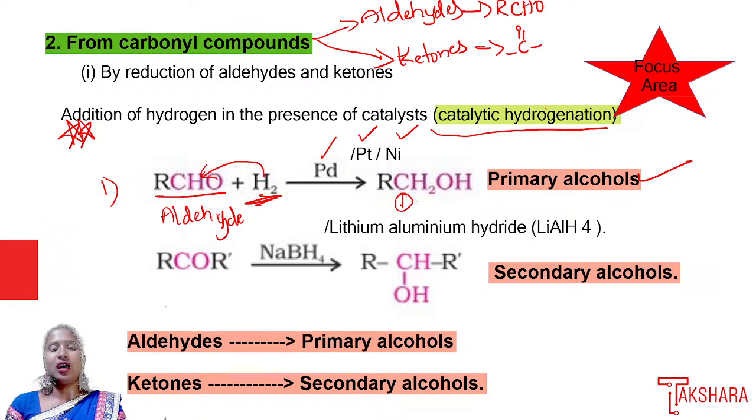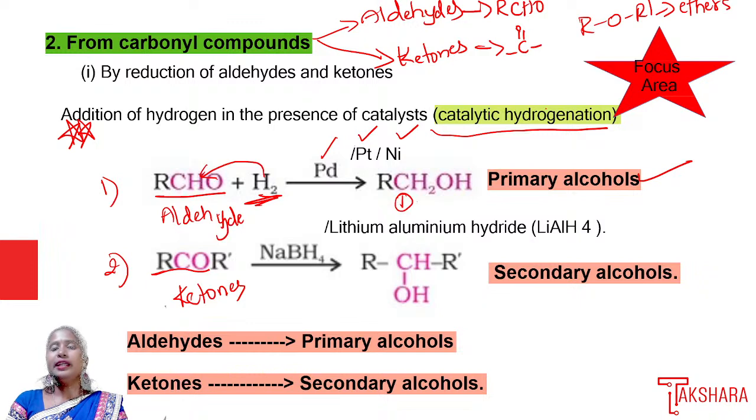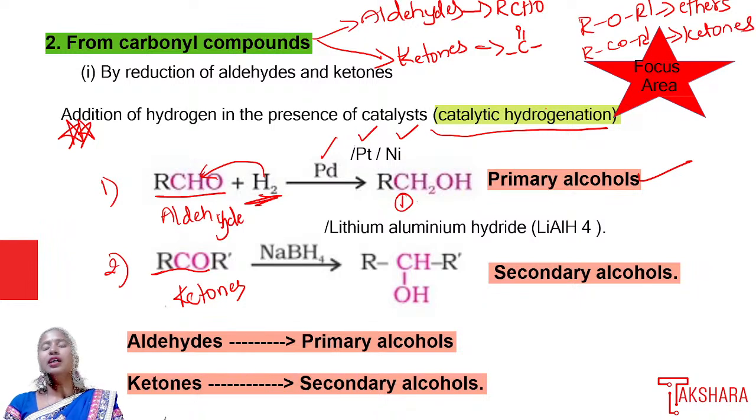So the formula is RCH2OH. Then in the second reaction we have RCOR dash. This we call the general formula of ketones. Ketones general formula, don't get confused. Look, ROR dash is ethers. ROR dash is what? Ethers. The same formula, if written as RCOR dash, is ketones. RCOR dash is what? Ketones.